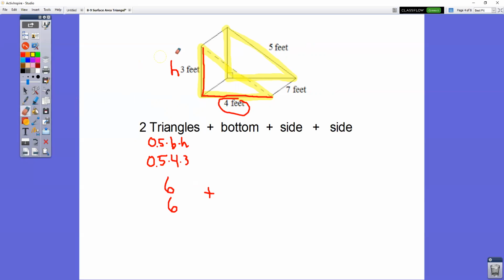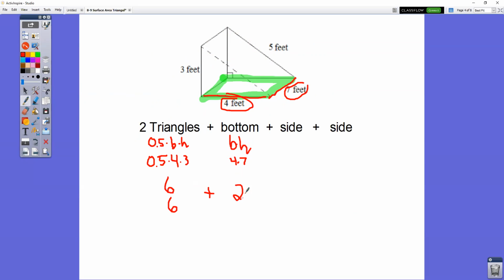For my bottom, I'm looking at this rectangle right here. I can clearly see that one of the lengths is 4 and one of the lengths is 7. So I have 4 times 7, base times height or length times width. 4 times 7 is 28 for the bottom.